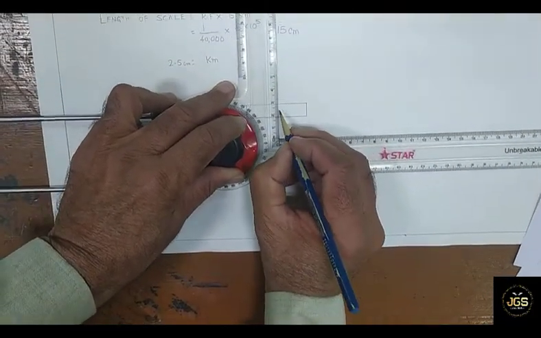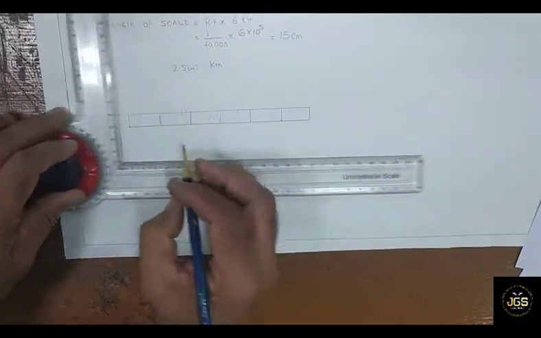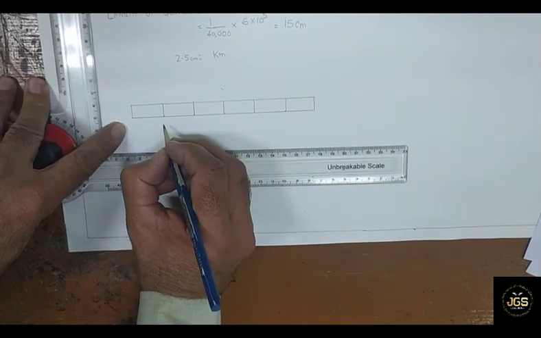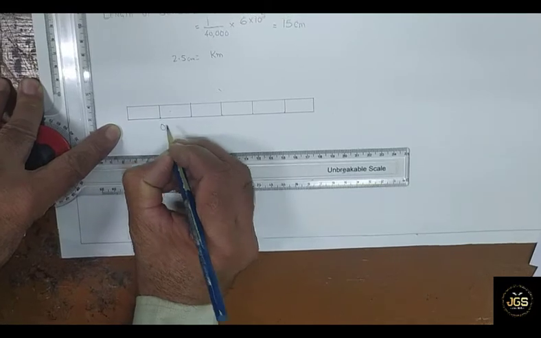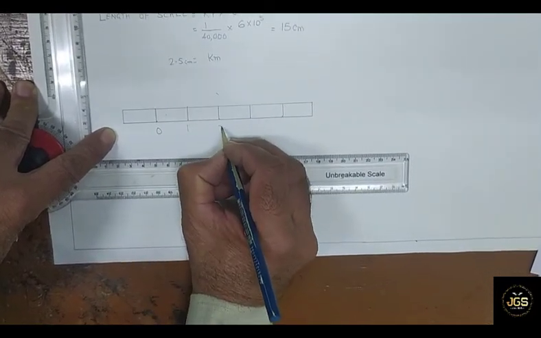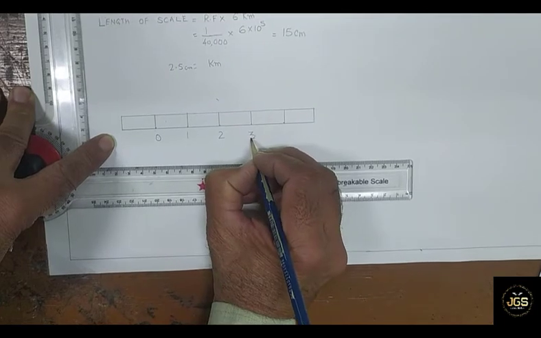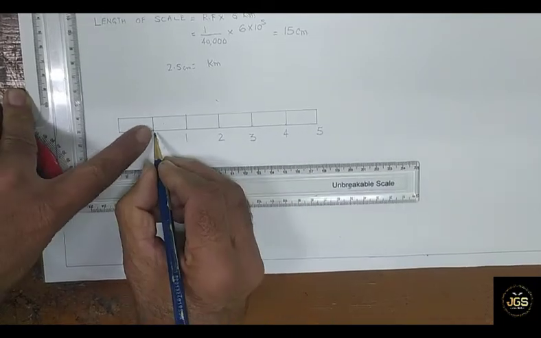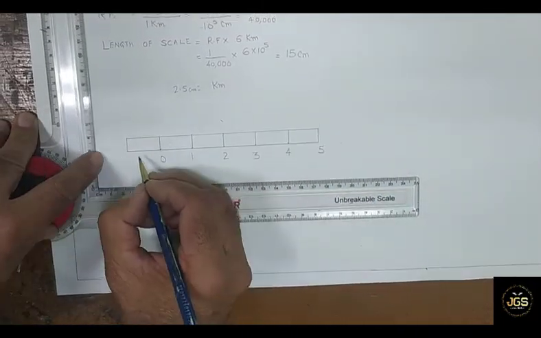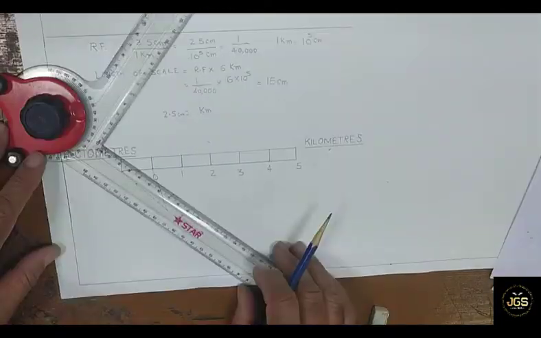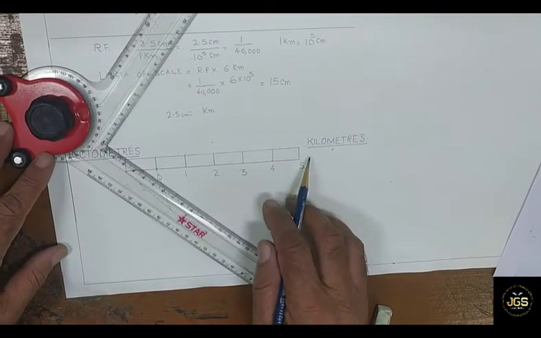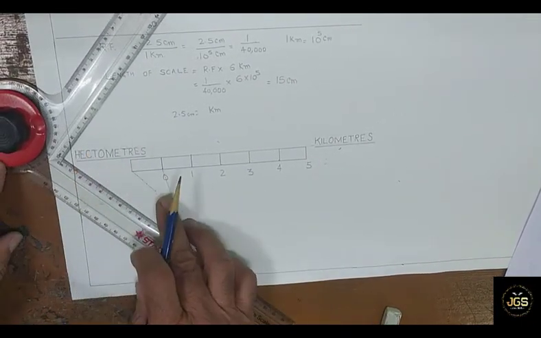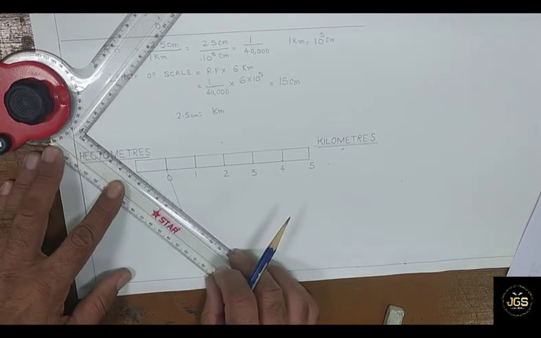Now you can see the same process at the end of the first main division. This is your first division. You mark the 0 over here. Then this is 1 kilometer, this is 2 kilometer, this is 3 kilometer, this one is 4 kilometer. These are the 5 kilometer distance. From here to the right hand side are kilometers, from here to the left hand side are hectometers. So I marked kilometers to the right hand side of the 0 and hectometers on the left hand side of 0.